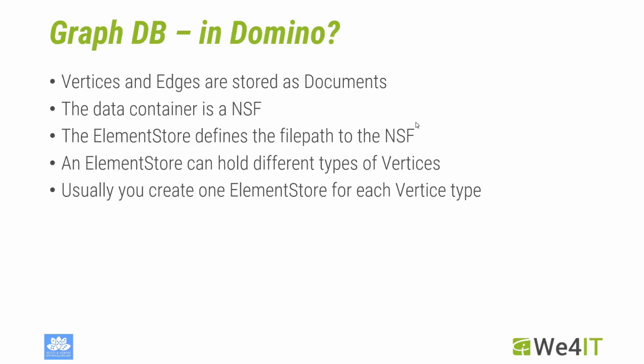What we have to do is to define where to create those NSF files, but this is the only thing we have to do. And you can use different element stores, but you can also use only one element store to hold different types of vertices. But you usually want to create element stores for each vertex type. Because imagine if you are dealing with a lot of data, then it might be a better practice to separate them in different NSF files.